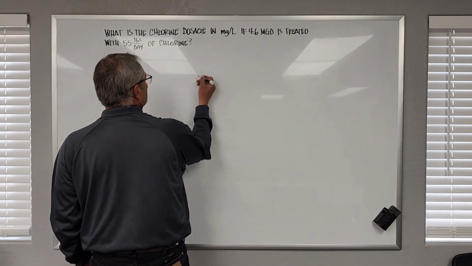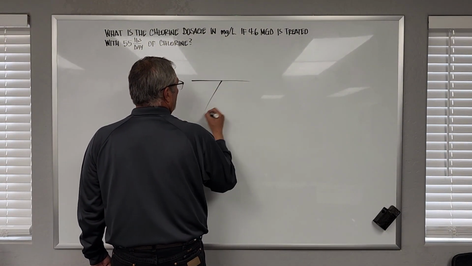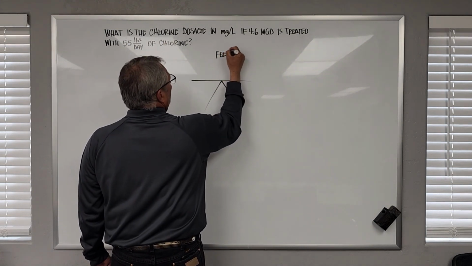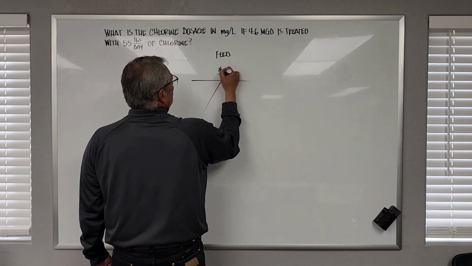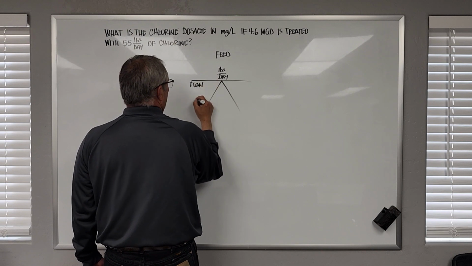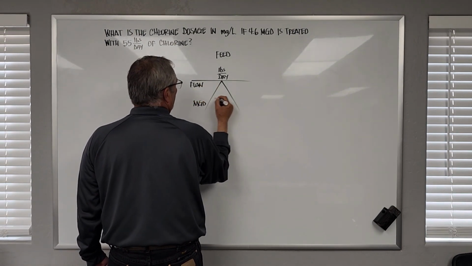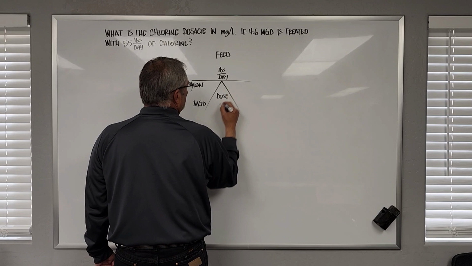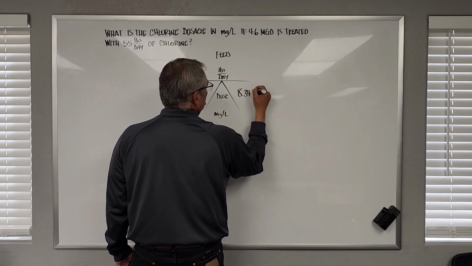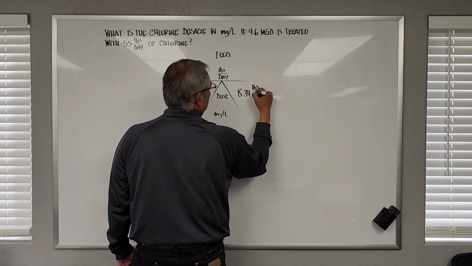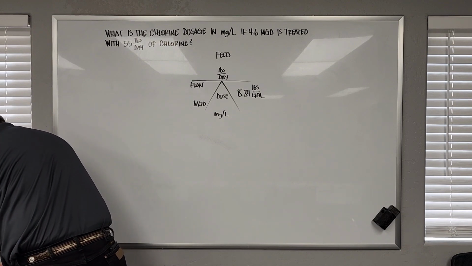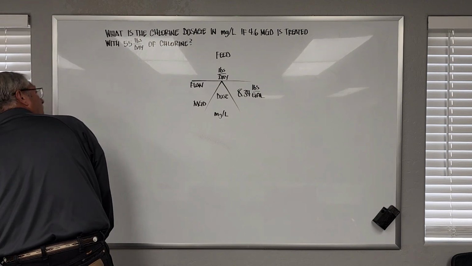Instead of drawing the circle, I'm just going to go, here's my pieces of pie. Feed, pounds per day. Flow, in million gallons per day. Dose, in milligrams per liter. And my constant, 8.34 pounds per gallon. So let's fill in the information we need.